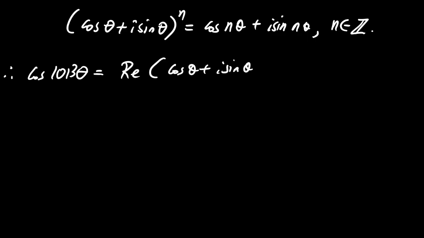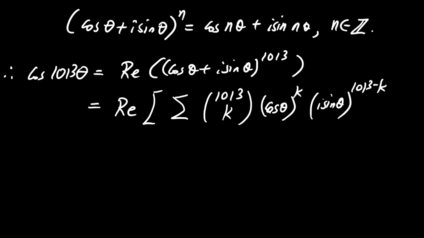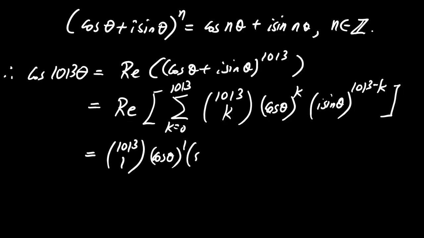Recall that cosine of 1013 theta is the real part of cosine theta plus i times sine theta, raised to the power of 1013. This can be written as the real part of the sum from k equals 0 to 1013 of the binomial coefficient 1013 choose k, times cosine theta to the power k, times i sine theta to the power of 1013 minus k. Now, separating the real terms, we get the following.